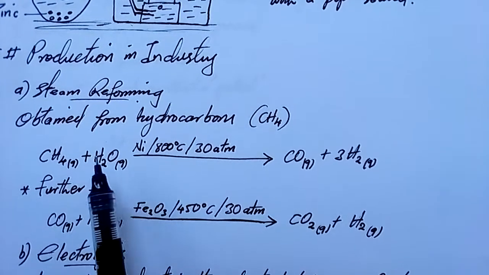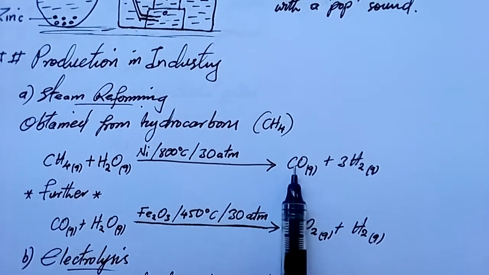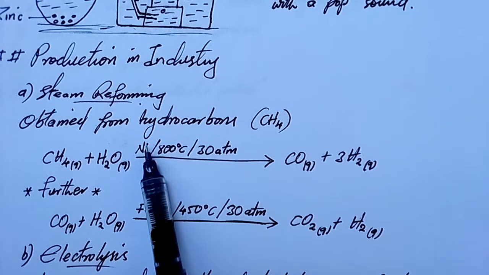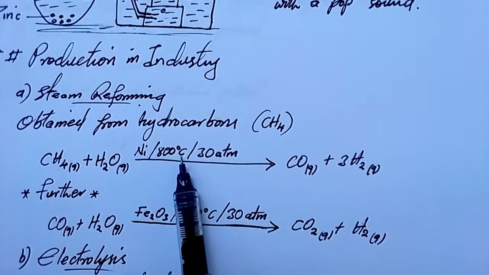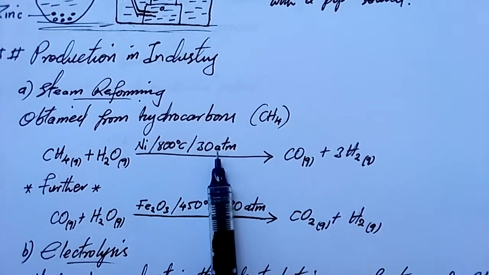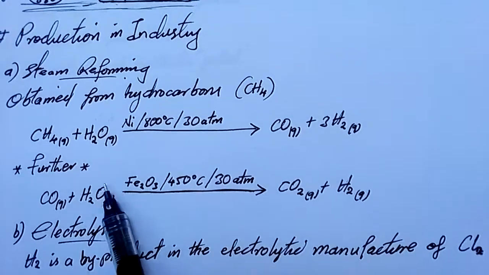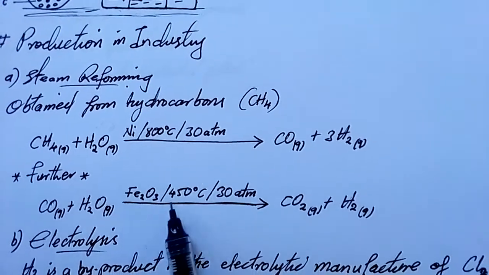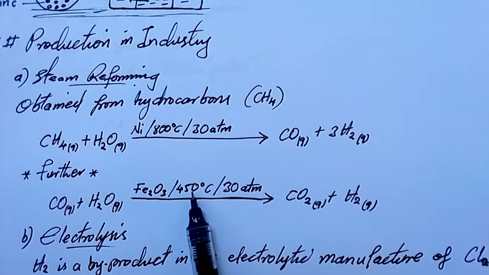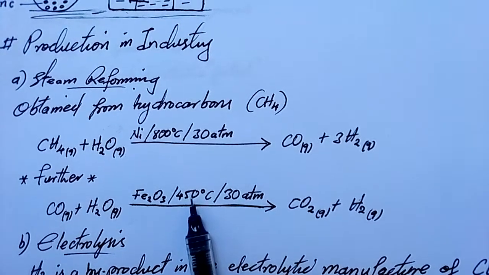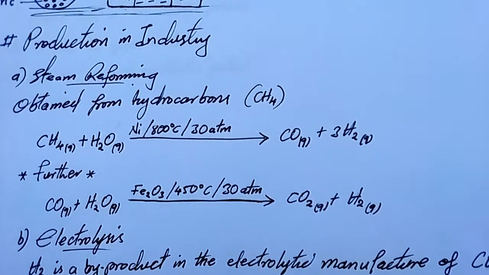So the first reaction here that results in carbon monoxide, you've got nickel as a catalyst, temperature at 800 degrees Celsius and pressure at 30 atm. Then further, iron(III) oxide is our catalyst. Temperature is much less at 450 degrees centigrade, then pressure is the same at 30.